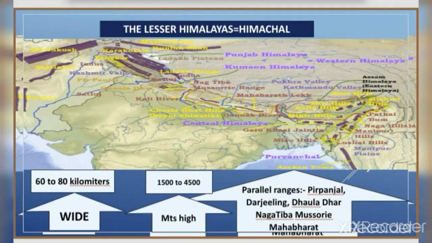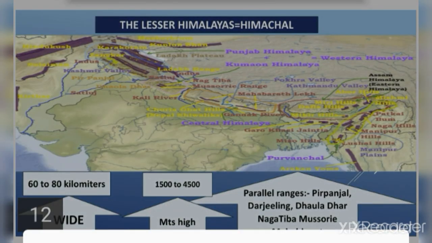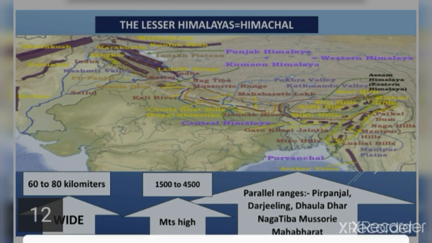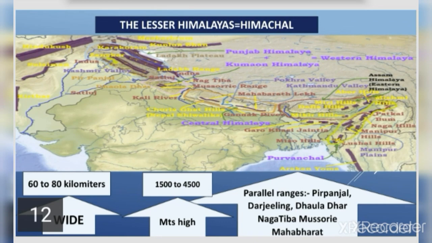Second one, the Lesser Himalayas. They are also known as Himachal. The Lesser Himalayas is known as Himachal. They are 60 km to 80 km wide and 1500 to 4500 meters in height.